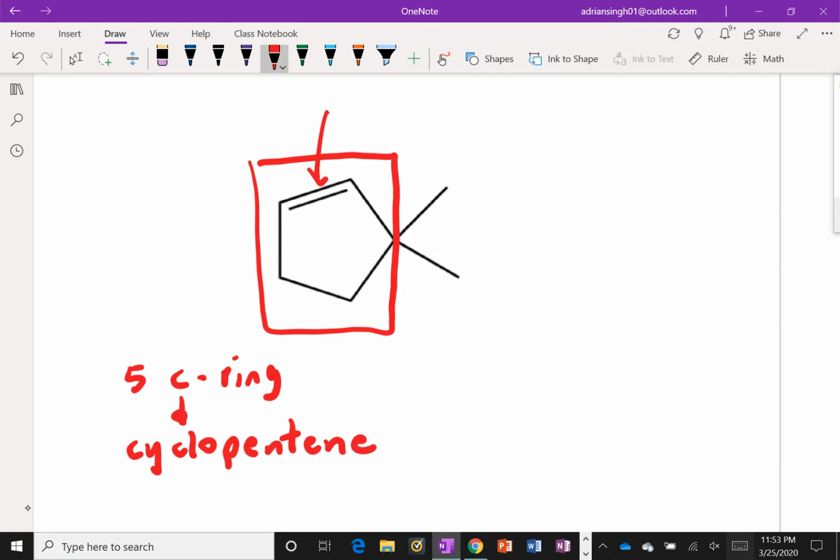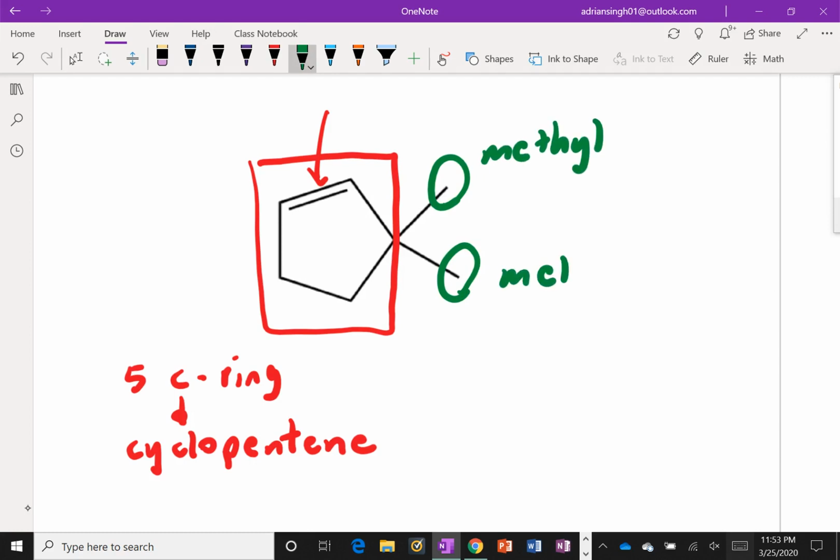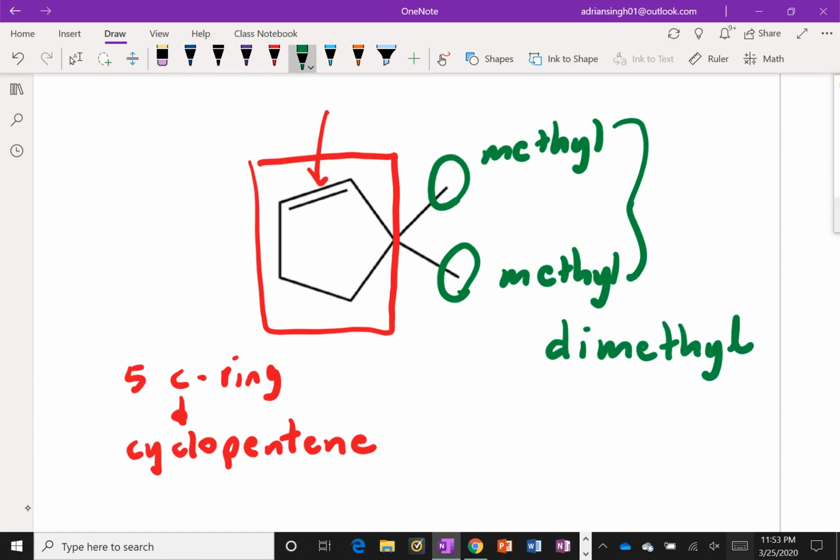And then our challenge, if you notice here, is you'll see that there are a couple groups hanging off of that ring, and these are both methyls. Right, there's a methyl here and a methyl. So we have 2 methyls, right? And if you remember, when you have 2 of the same thing, we just put a di in front of it. So it's dimethyl.